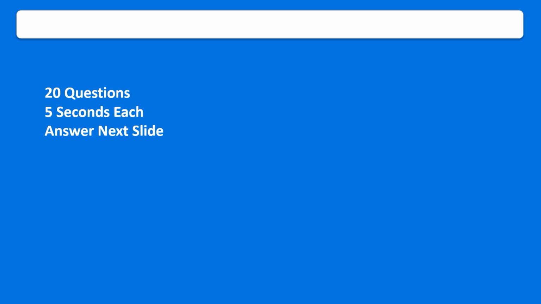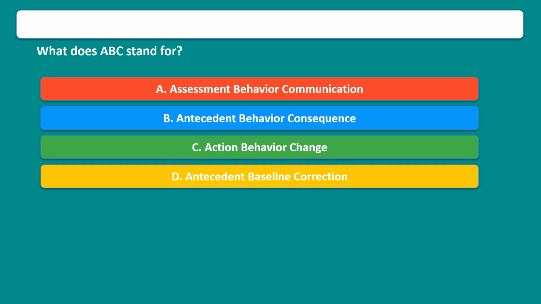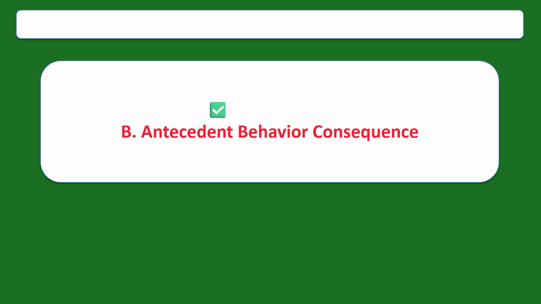If you're preparing for the Registered Behavior Technician exam, this quiz is a great way to test your knowledge and improve your confidence. Today's quiz includes 20 multiple-choice questions based on key RBT concepts and the ABA principles you'll see on the exam. You'll have 5 seconds to answer each question before the correct answer is revealed. Keep track of your score, and let's see if you can earn a perfect 20 out of 20.